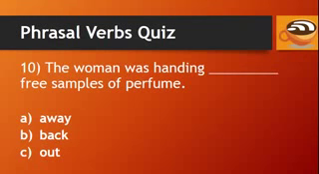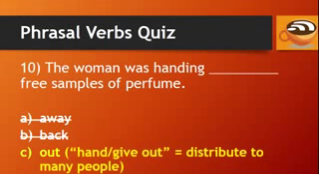Number 10. The woman was handing out free samples of perfume. The correct answer is out. The phrasal verbs hand out and give out mean distribute to many people.